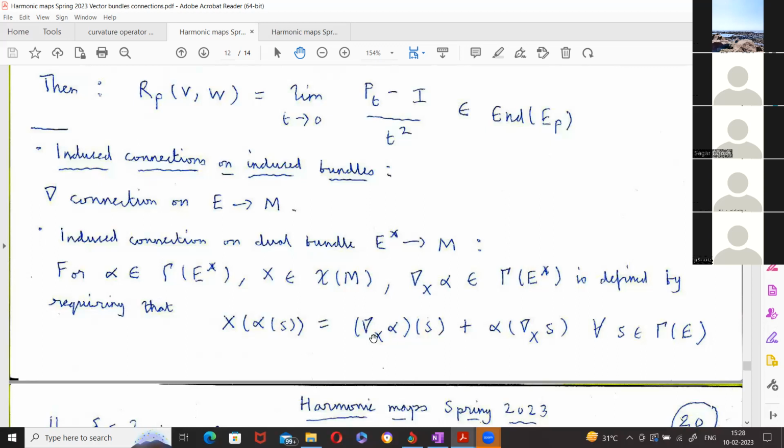But nabla X alpha is a section of the dual bundle. If I know what it gives applied to any section of the bundle E, then that determines this section of the dual bundle, right? So if such a connection exists, then it is unique. Is that clear?